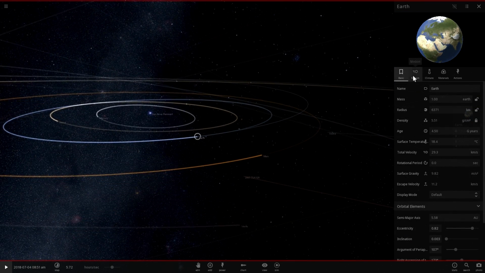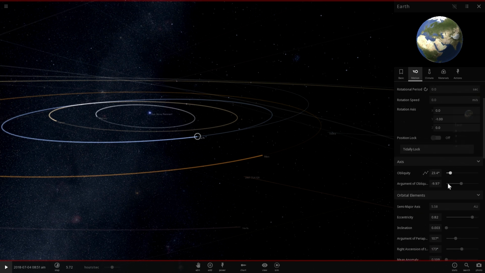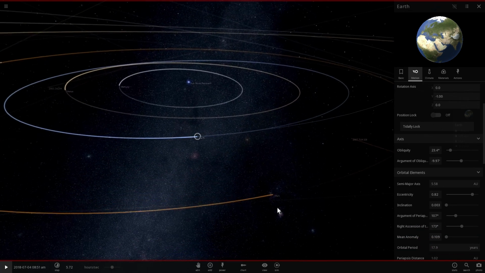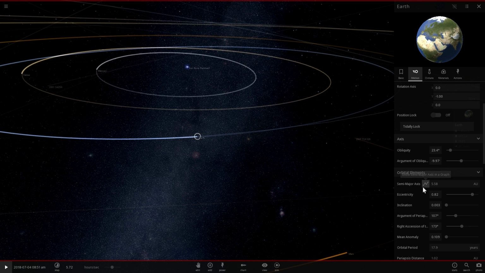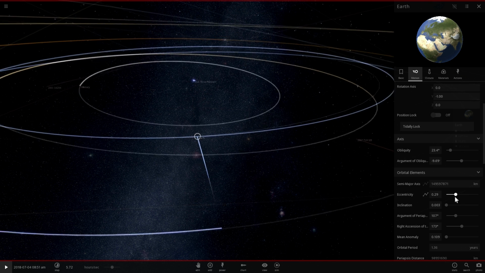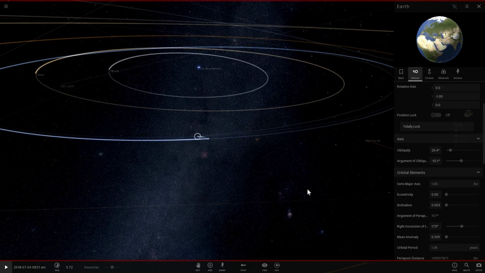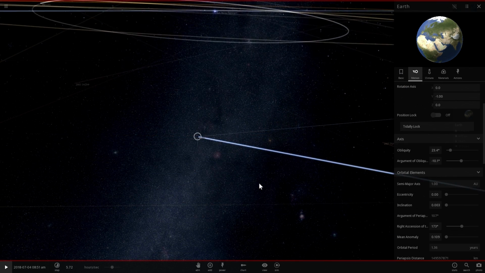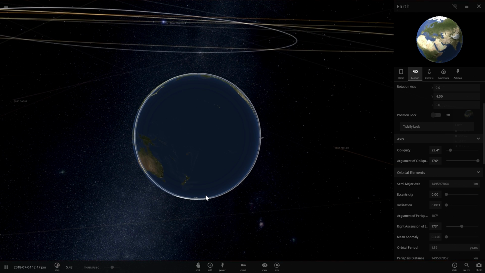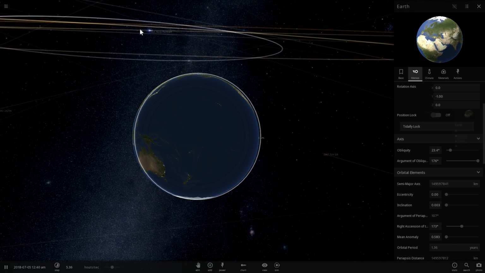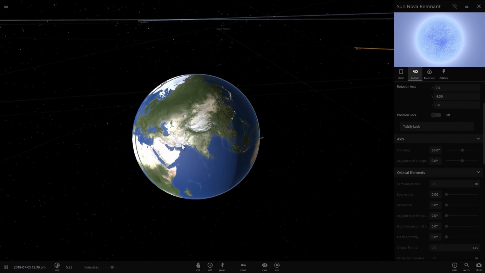Now, we're going to go back to Earth and change its orbit back to where it was before, because since the sun is now a lot less massive, the orbit of our planet Earth has changed dramatically. We're going to play around with this later, but for now let's just change it back to what it was: 1 astronomical unit and almost no eccentricity. So here's Earth orbiting as it was before, and let's find out what happens to our planet Earth if the sun changes into a white dwarf.